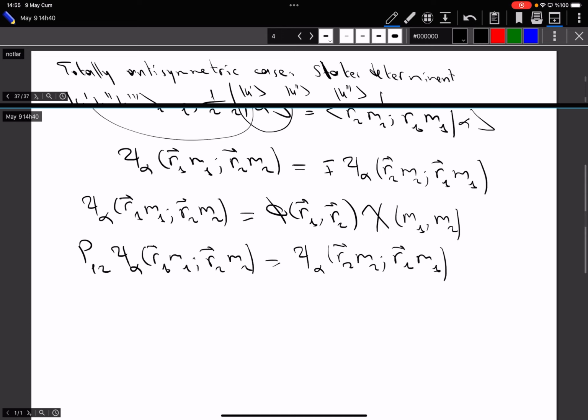And now you see that there we exchange both the coordinates and the spins. But that also allows us to define the exchange operator in two parts. One is the exchanging of space. The other one is their spin. So P12 space exchanges R1 and R2. P12 spin exchanges M1 and M2 only.